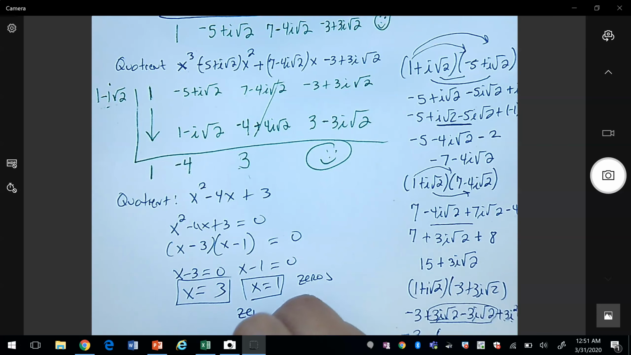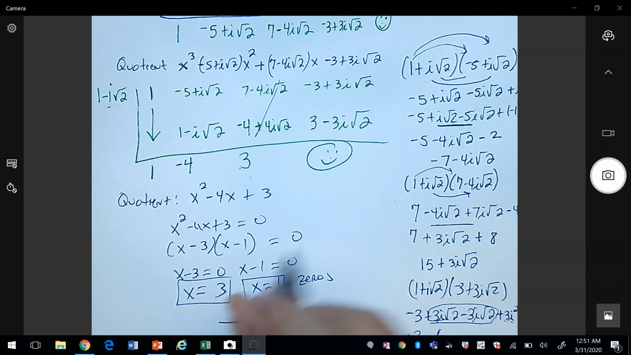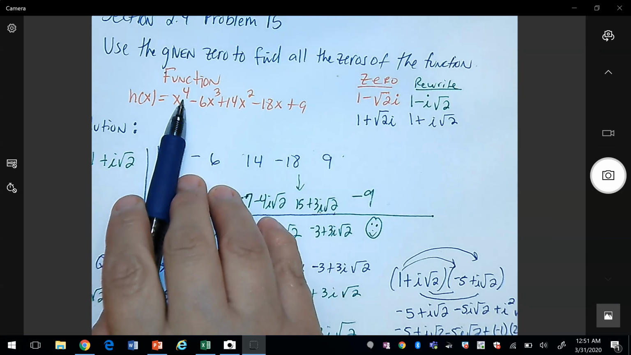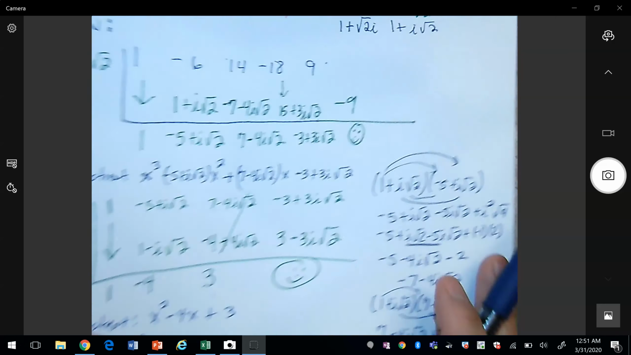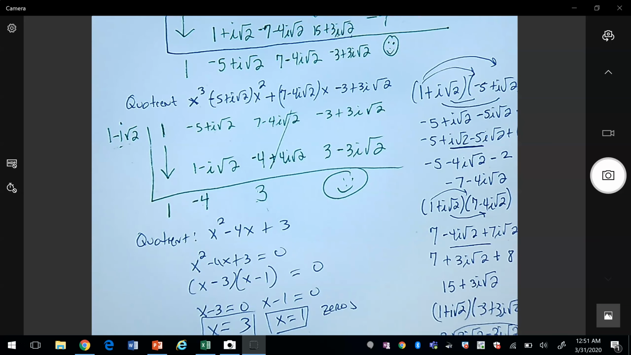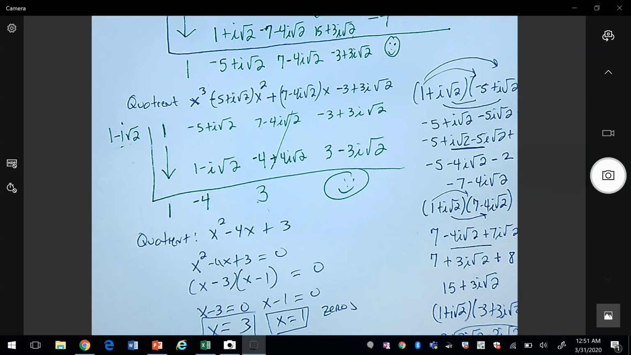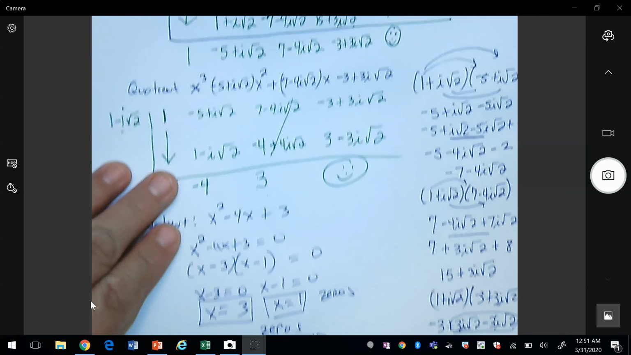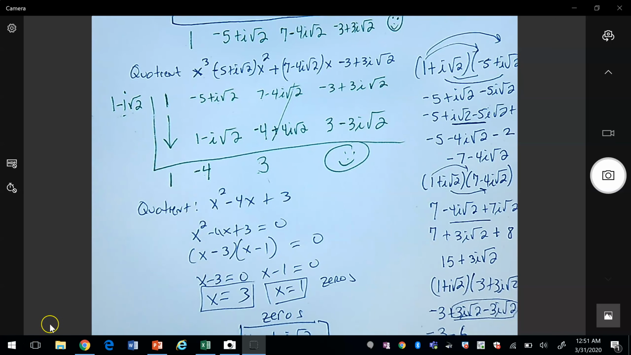So my 4 zeros, since I have a degree of 4, I should have 4 zeros, are going to be x equals 1 minus i square root of 2, x equals 1 plus i square root of 2, x equals 3, and x equals 1. And so these are all the zeros of the polynomial function.